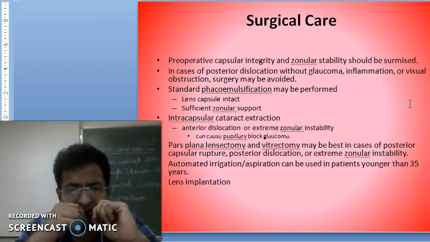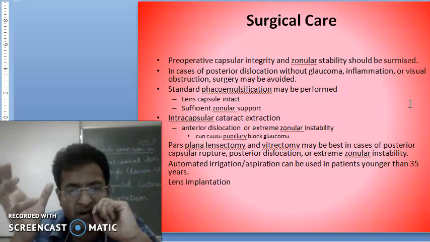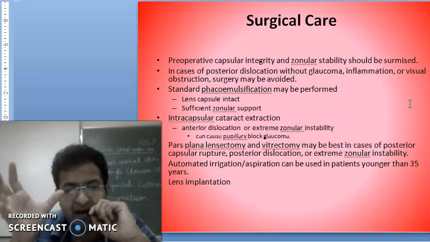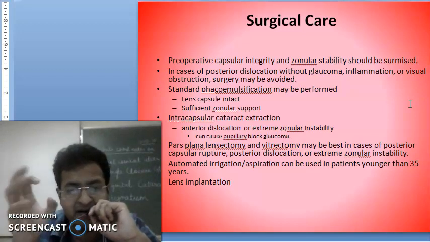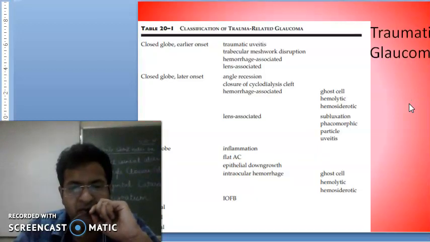Automated irrigation and aspiration can be used in patients younger than 35 years because in those patients the nucleus is not hard after the trauma. It is just an intumescent white cataract and not a white hard cataract in such patients. And after the cataract removal, we have to implant the lens.